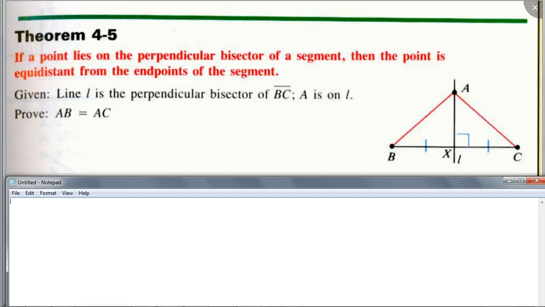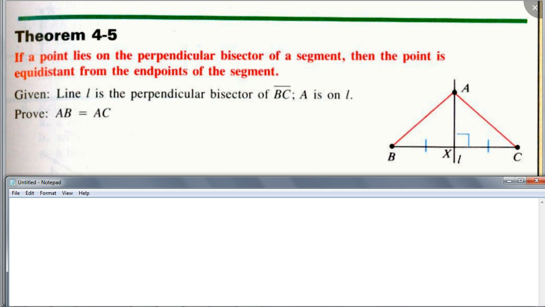Look what we have here. We have line L is a perpendicular bisector of segment BC. Then any point on this line L, for example A, will be equidistant, which means from the endpoints. A is equidistant from the endpoints. So AB will be congruent to what? AC. How would you go about proving this?